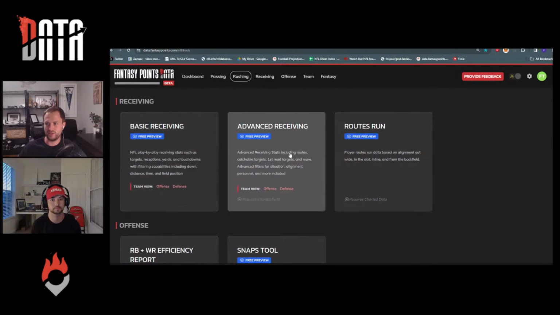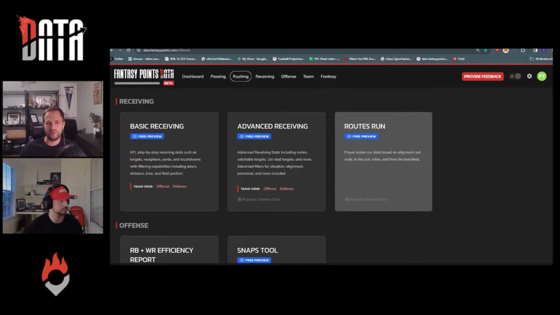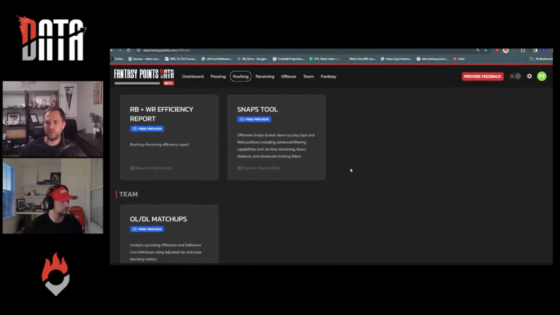Under receiving, again, basic receiving. Advanced receiving is just the cooler version of that. Routes run is one of my personal favorites. Basically, we break down receivers' routes run by where they line up on the field, out wide, in the slot, and all that stuff. And you can see how they perform in those alignments. Then we've got some more general stuff.